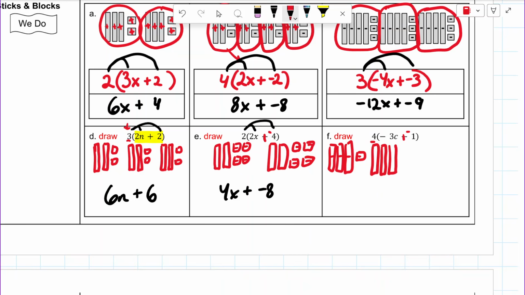Those are all negative. These are all negative. And then the last of the 4 groups. And these are all negative. All right, so according to distributive property, 4 times negative 3c is going to give us negative 12. Oh, sorry, not x's, c's. And there are 12 sticks, and they're all negatives. And then 4 times negative 1 is going to give us negative 4. We'll bring down that plus sign. And there are exactly 4 negative units.